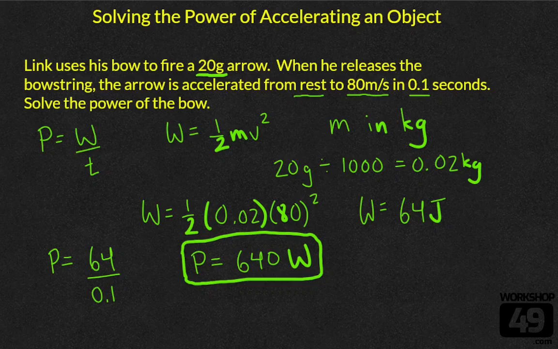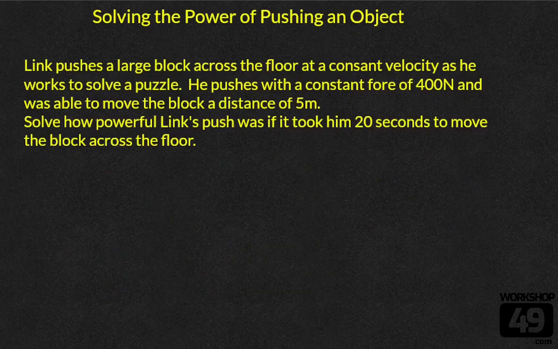Let's go ahead. We're going to do one more example. In our third example, we are going to be solving the power of pushing an object. Oh, let's go through this one. Link pushes a large block across the floor at a constant velocity as he works to solve a puzzle. Something that Link would do. He pushes with a constant force of 400 newtons and was able to move the block a distance of 5 meters. Solve how powerful Link's push was if it took him 20 seconds to move the block across the floor.